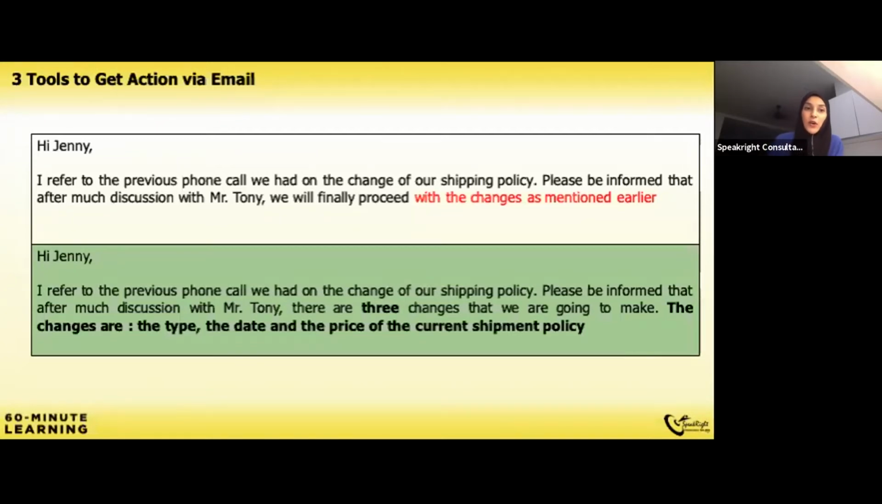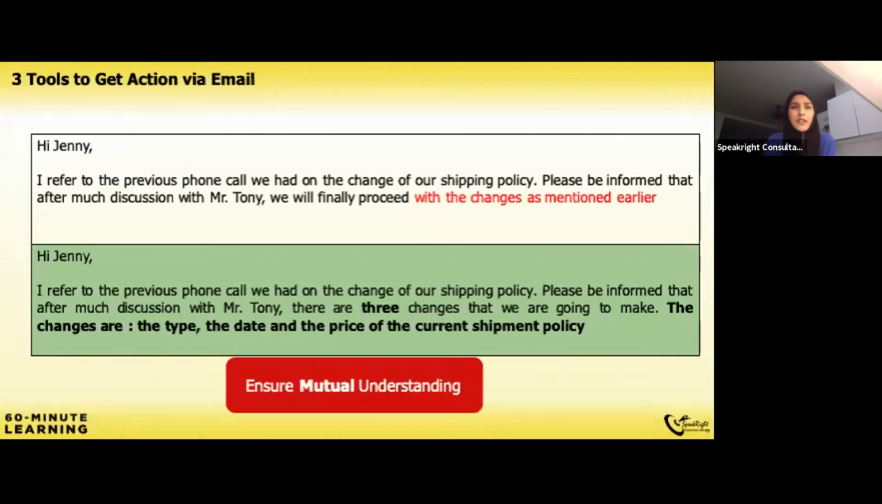Right, so the first step here is to make sure that there is mutual understanding by sharing the previous details of the conversation or the email. Make it easier for the receiver to recall what was discussed earlier.